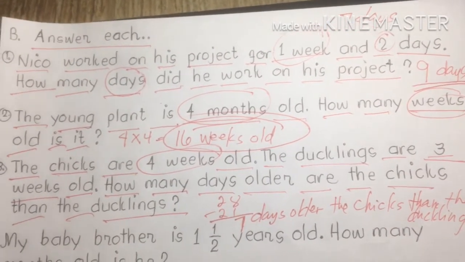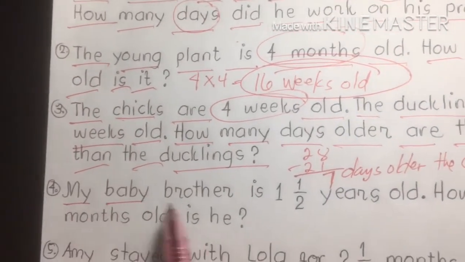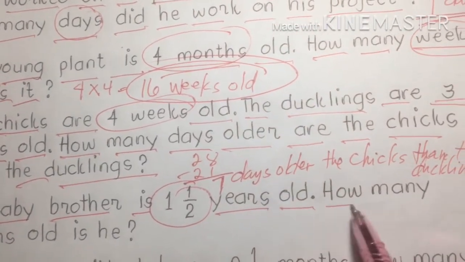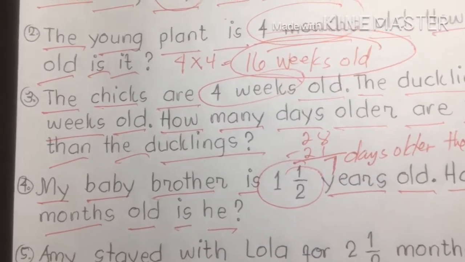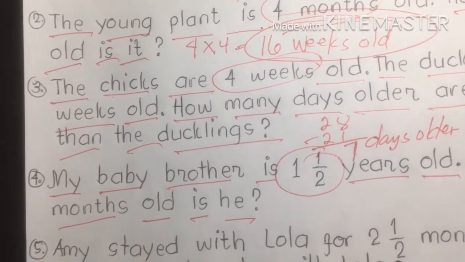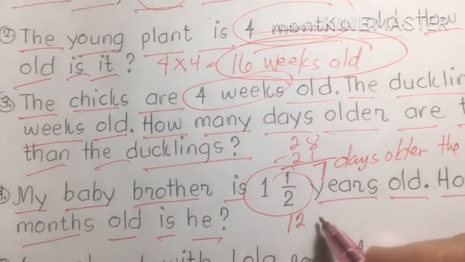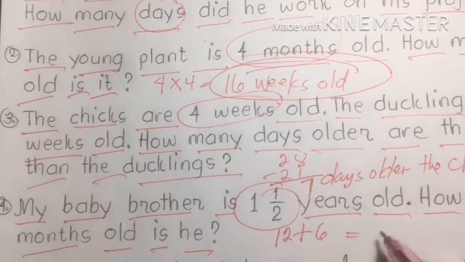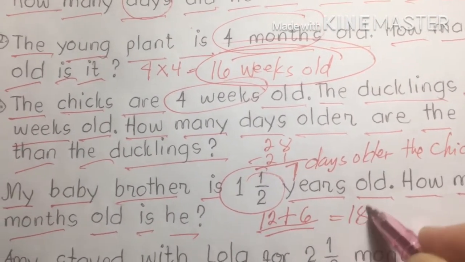Okay, that's good. Next, my baby brother is 1.5 years old. How many months old is he? That's for number 4. So remember, 12 months is equivalent to 1 year, plus half a year is equivalent to 6 months. Okay, therefore, 12 plus 6, remember class?